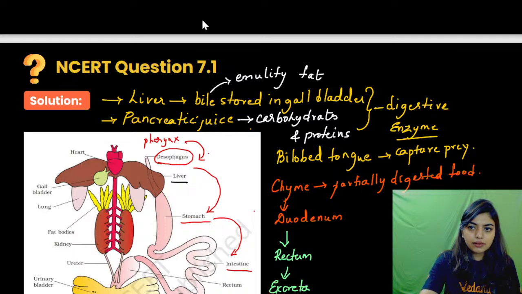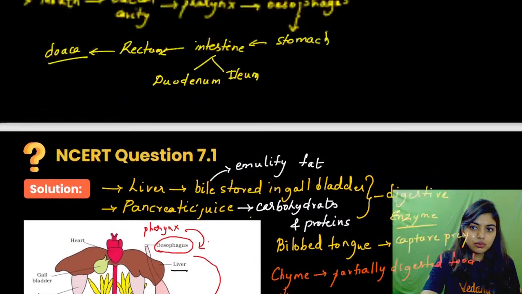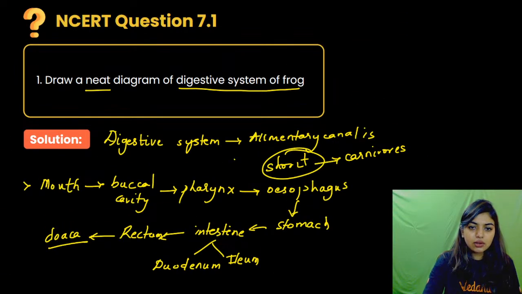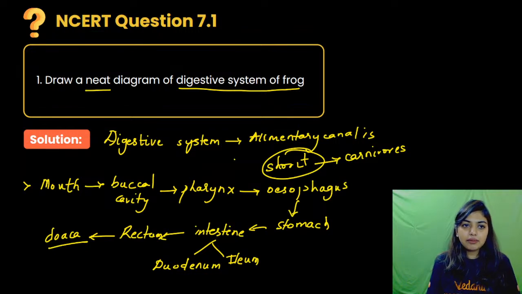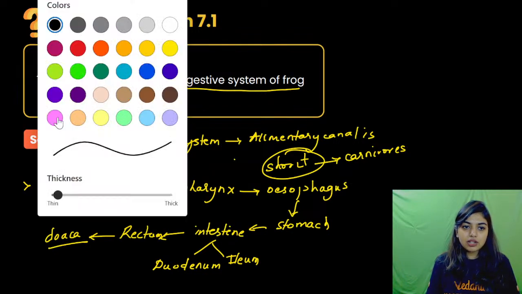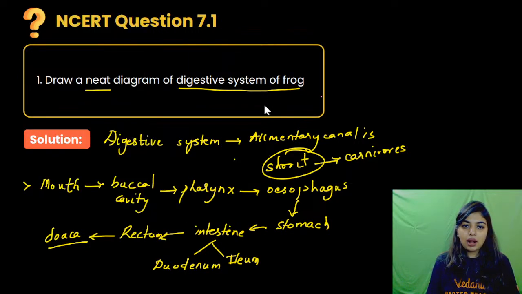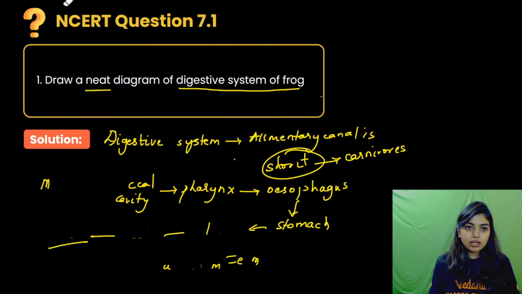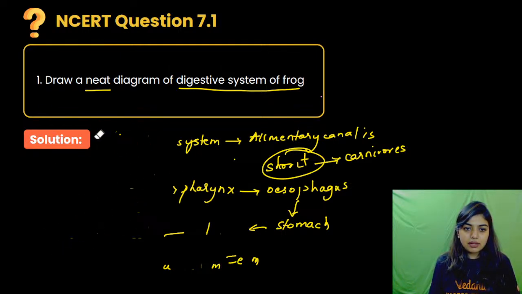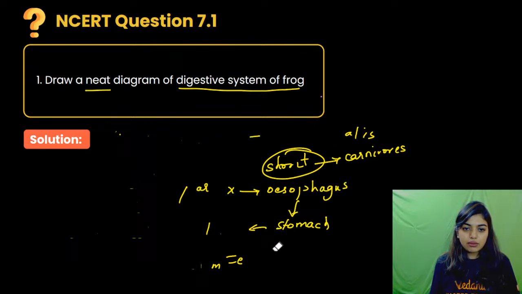So students, draw a neat diagram. We understood the diagram as well as the parts. I'm going to write a few more things for you additionally. Give me 2 minutes students, I'm erasing this. Some points I want you to write.